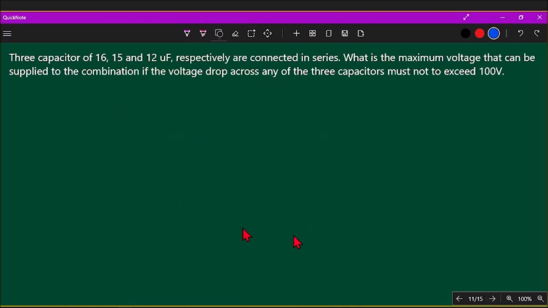Next question. 3 capacitors of 6, 15, and 12 microfarad respectively are connected in series. What is the maximum voltage that can be supplied to the combination if the voltage across any of the 3 capacitors must not exceed 100 volts? Okay, so we need to have here our solution.